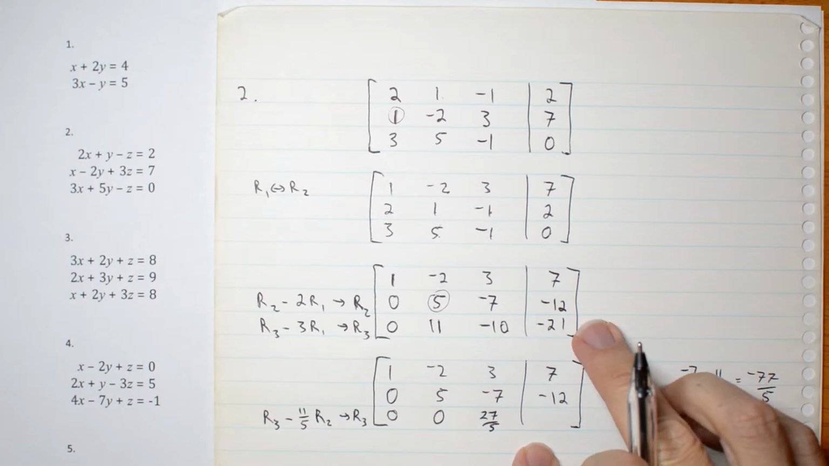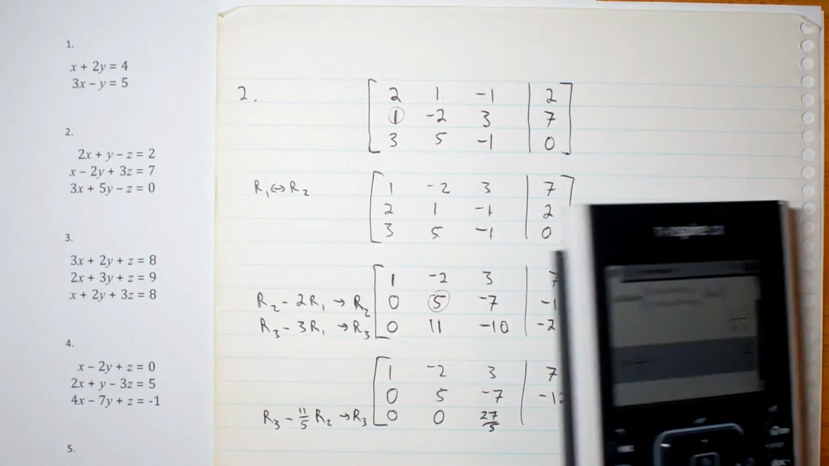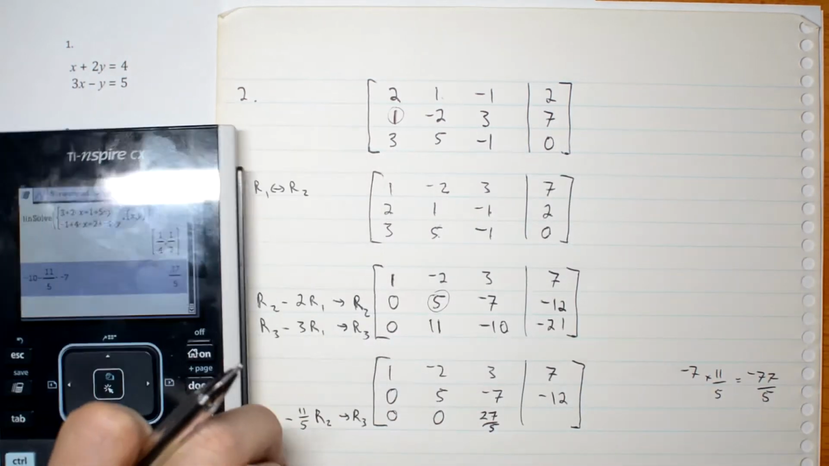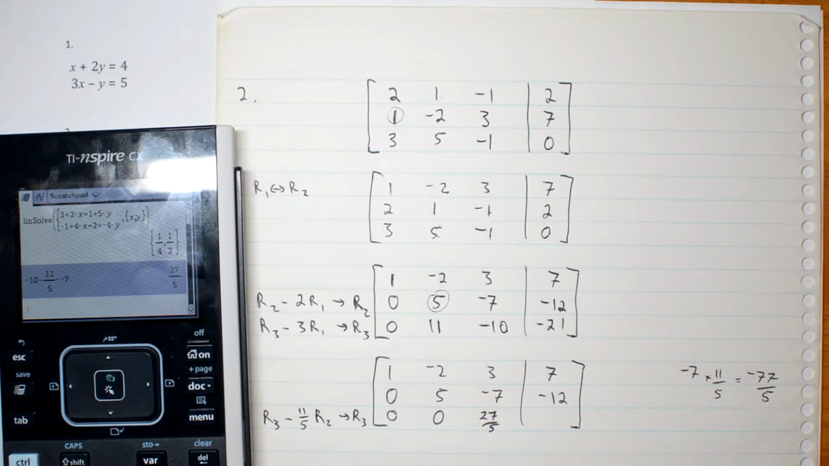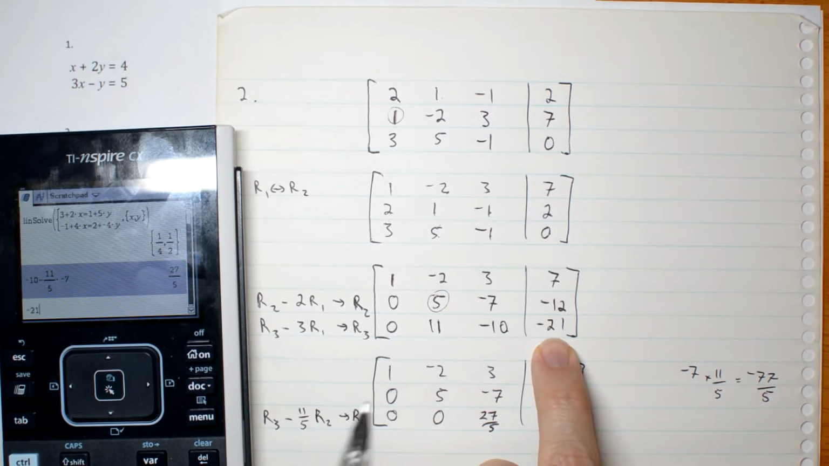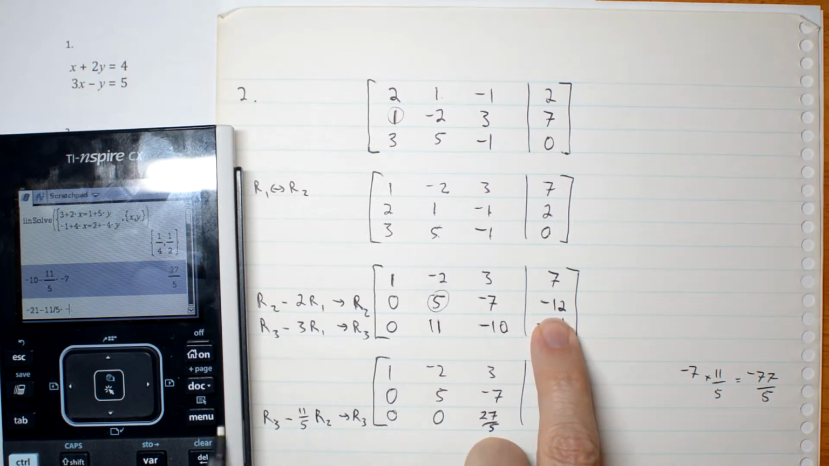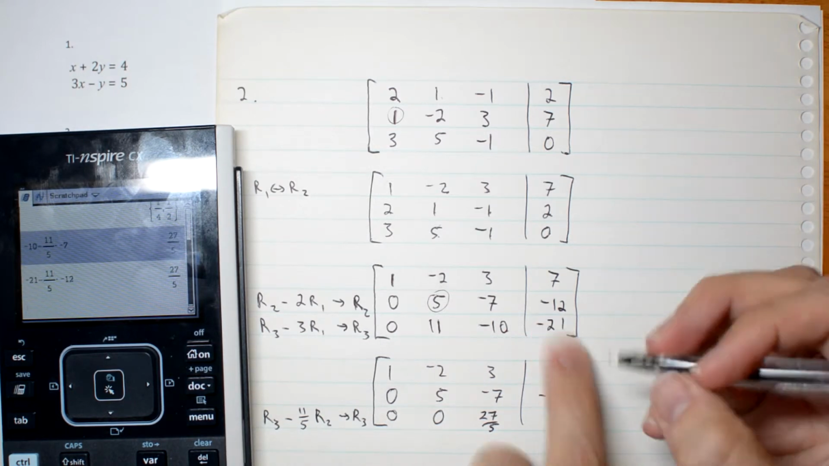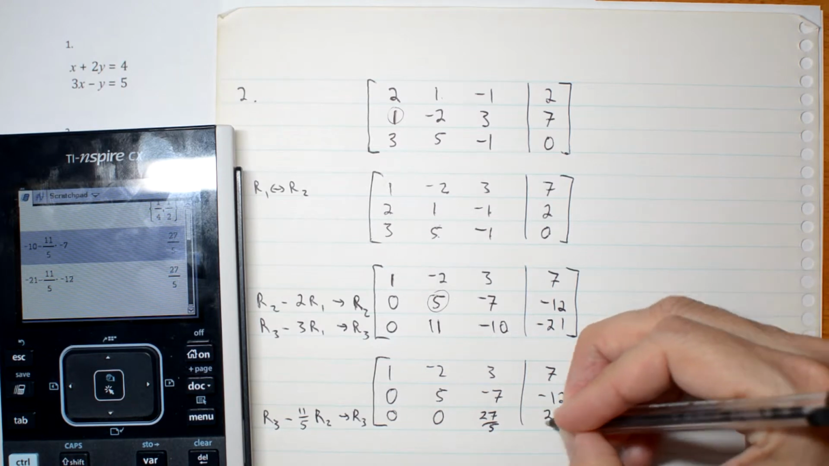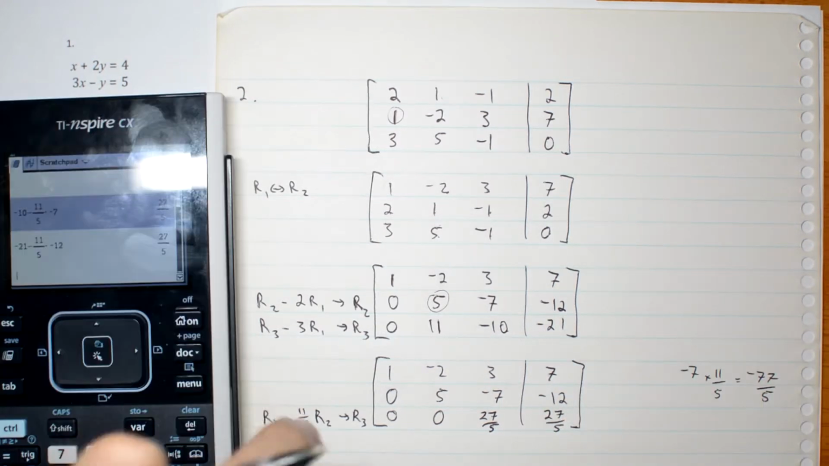And the last one, I'm going to do the same thing so I avoid silly mistakes. What am I doing? I am going to go row 3, negative 21, minus 11 on 5 times negative 12. 27 on 5. Well, that was nice, wasn't it? Oops.